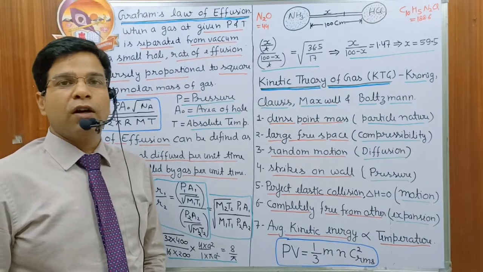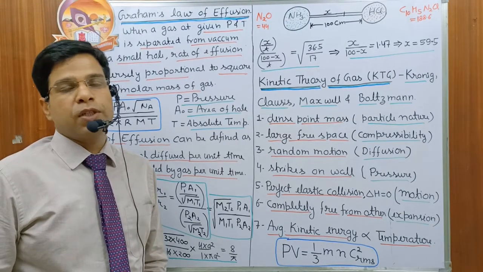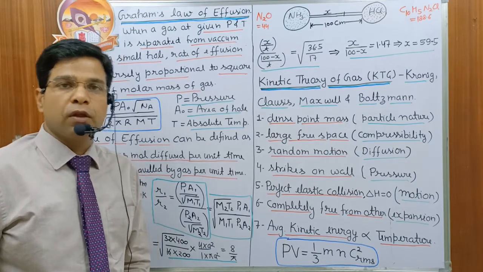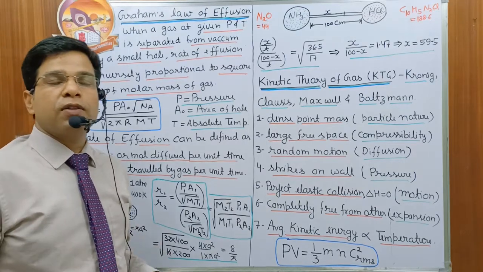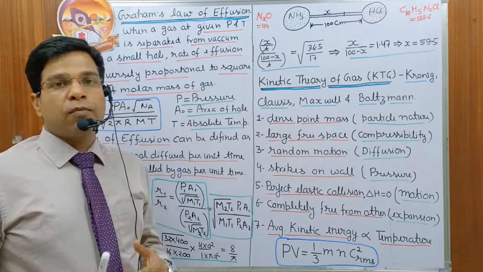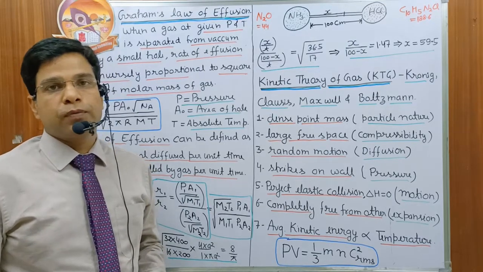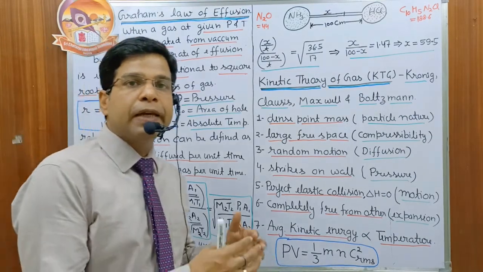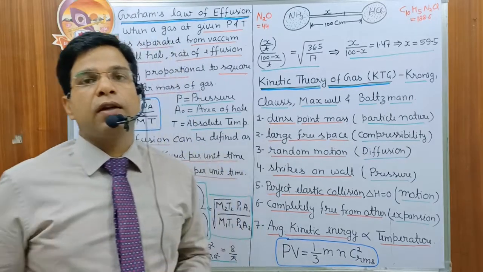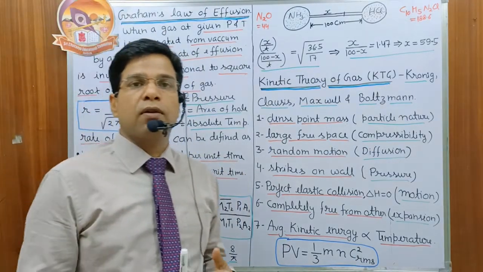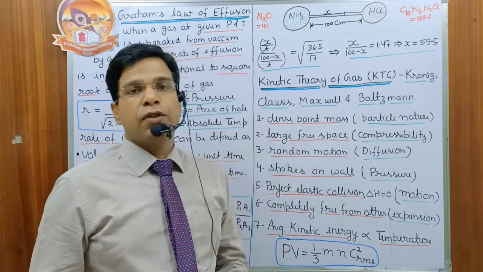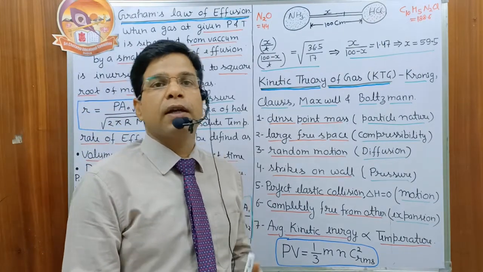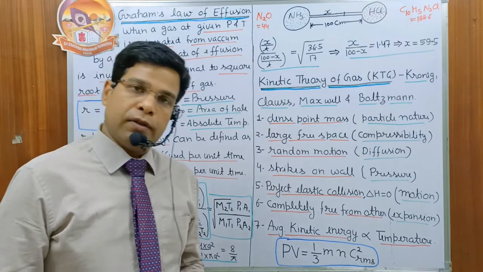I welcome you all again in the second part of the video of the chapter gas state. Now we start the next law, that is Graham's law of effusion. In this one, when a gas at constant pressure and temperature is separated from the vacuum through a very small hole, then rate of effusion of the gas means how fast the gas comes out, that is called the rate of effusion. And rate of effusion is inversely proportional to the square root of the molar mass of the gas. This law is called Graham's law of effusion.